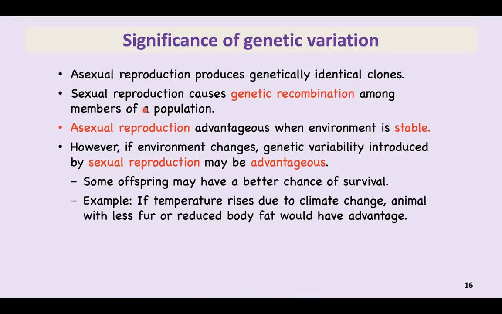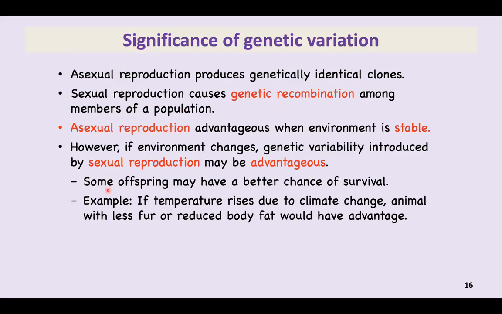So significance. Kenapa kita kena ada genetic variation? So the significance of genetic variation. Satu, kalau asexual, beza dengan sexual. Asexual, dia produce the same, identical cloning. Okay, clone. Kalau sexual pula, kita ada genetic recombination. So bila ada genetic recombination, kita ada variation. So bila ada variation, it produce a lot of advantage over the asexual reproduction.